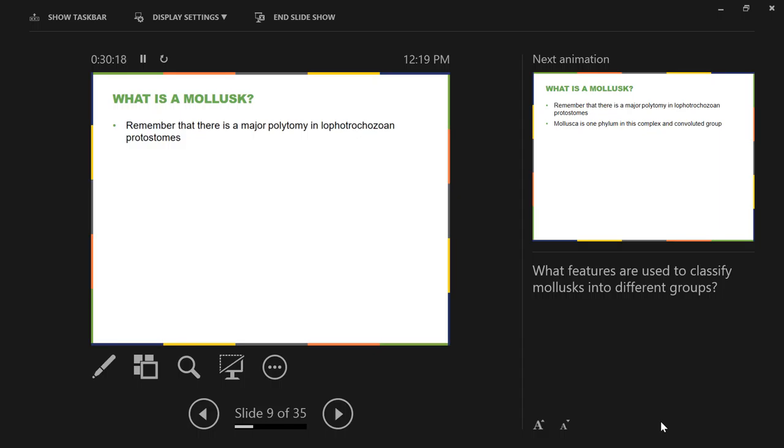Why is that an issue? What's the issue with a polytomy? Yeah, Levi. Yeah, it's an indication that we don't know how you could trace these groups back to a single ancestor. And so there's a major polytomy in Lophotrochozoa where mollusks are. So mollusca is just one phylum in this group. And this group is a mess. And mollusca, this phylum, is also a mess.